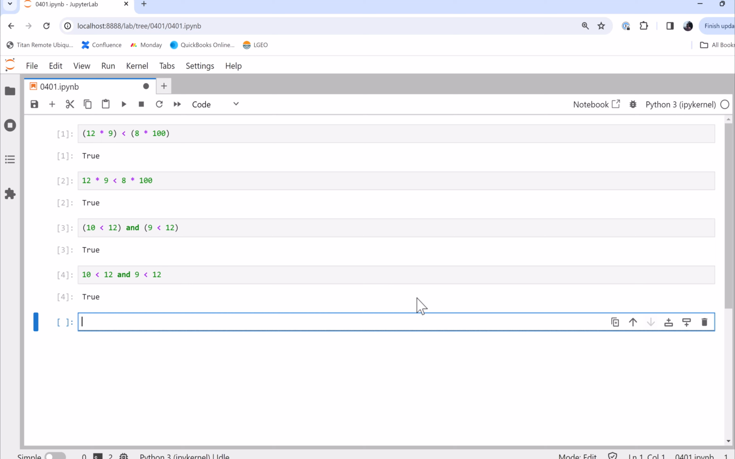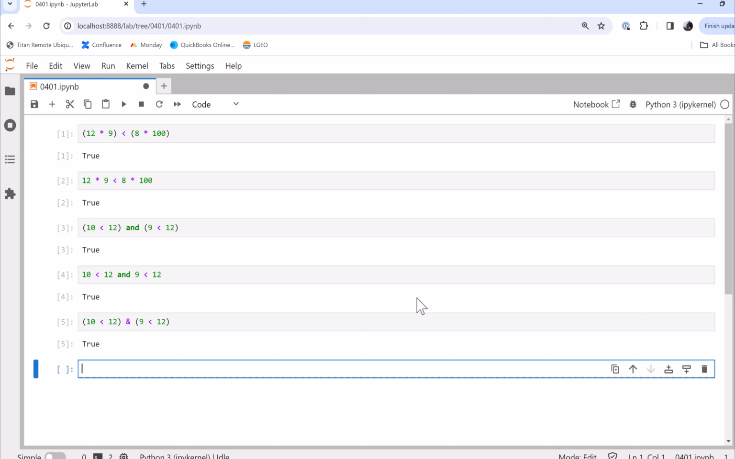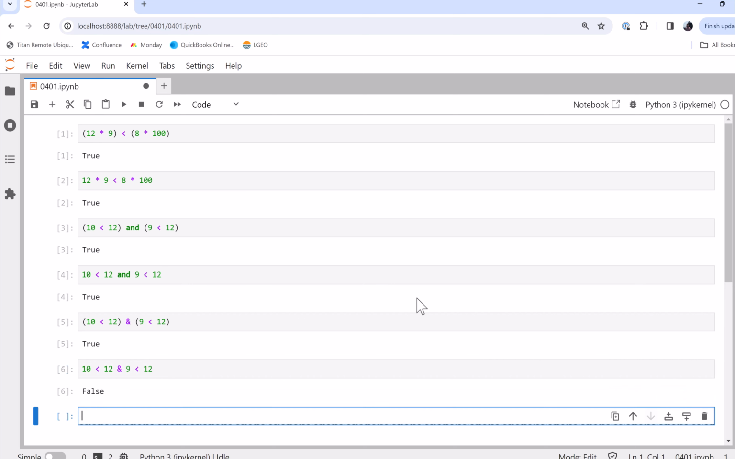Okay, so what about now? If I take 10 is less than 12, and I use the ampersand symbol, which a lot of people would read as "and" as well, we get true. And I see a lot of people use this syntax. Now I do it without parentheses, and I get a false.